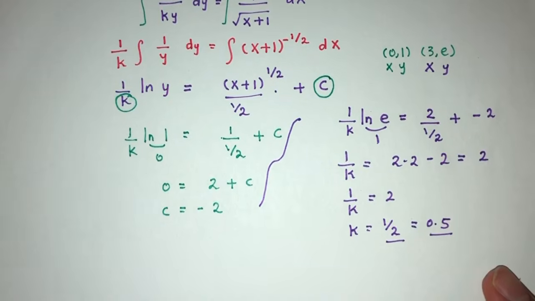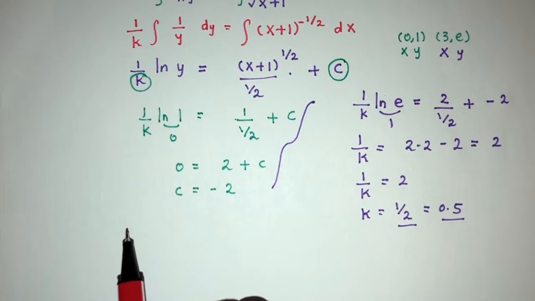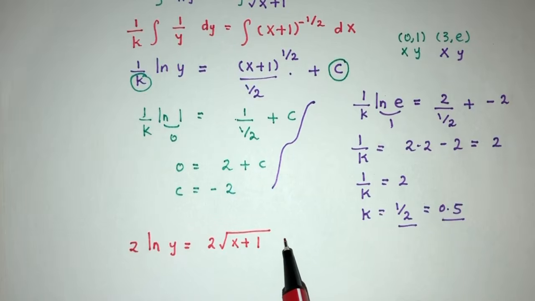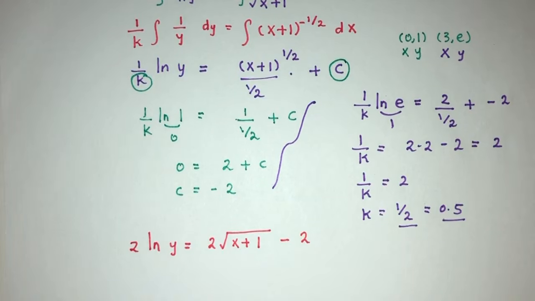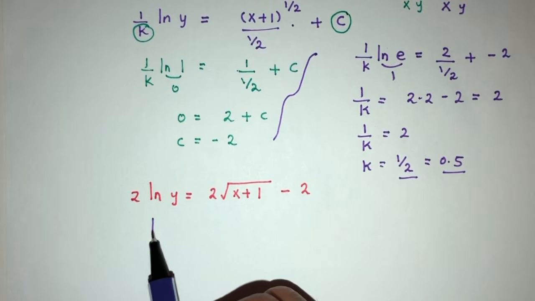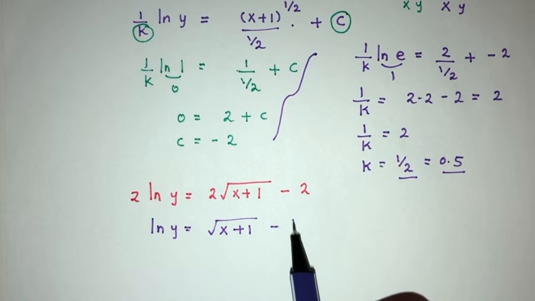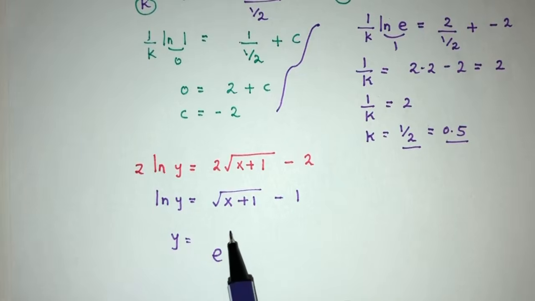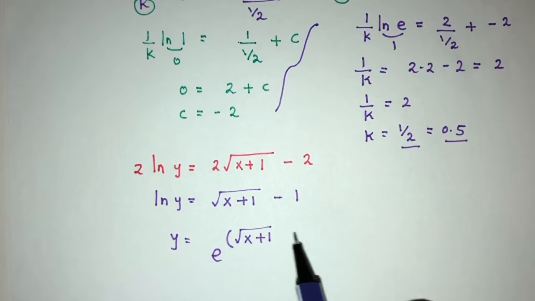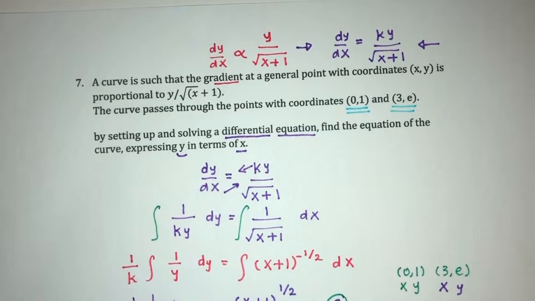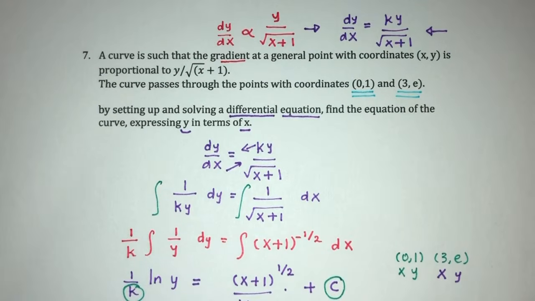Now let's rewrite everything down to our main equation. So we have 1 over k at first. So 1 divided by half will be 2 ln of y is equal to 2 root of x plus 1 and minus 2 for the value of c. Now we still have to express y in terms of x. So we have this first. Divide by 2, you will have this plus 1 minus 1, and y will be exponential root of x plus 1 minus 1. And this will be y in terms of x as your answer, solving the equation and expressing y in terms of x. And that will be your question number 7.